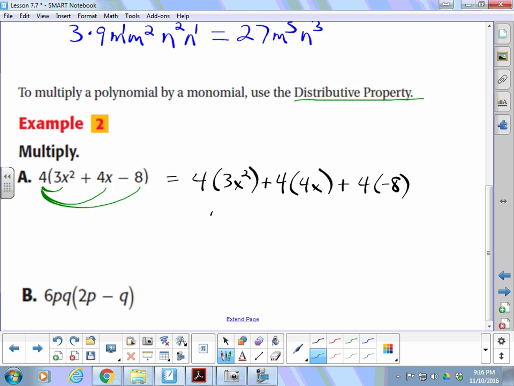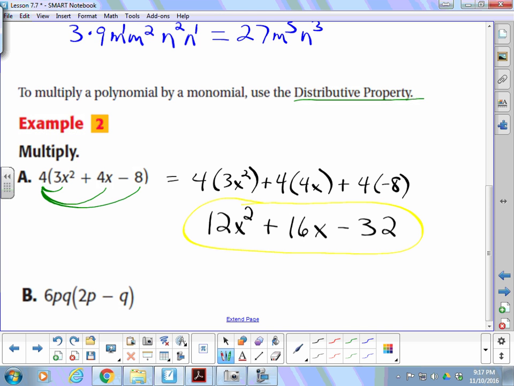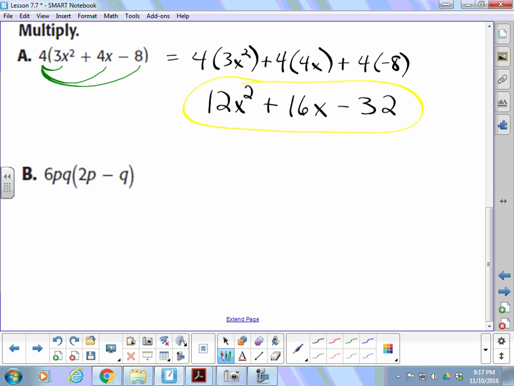So 4 times 3 is 12, and x squared. 4 times 4 is 16, x. And 4 times negative 8 is negative 32. So that is our answer right there. We just take what's on the outside of the parentheses and multiply it by everything on the inside of the parentheses. And when we have a situation where we have like bases, we want to add the exponents just like we did when we were multiplying the monomials.